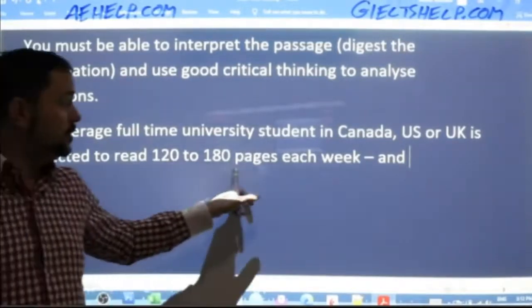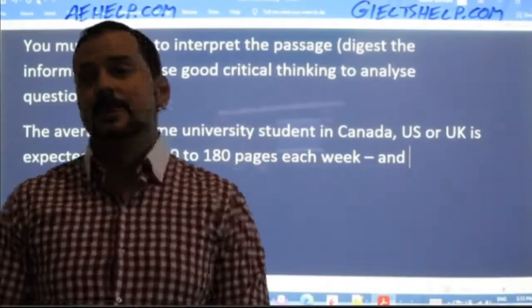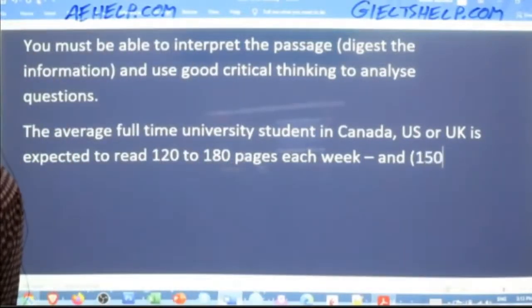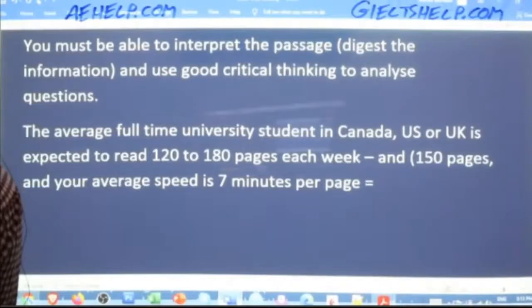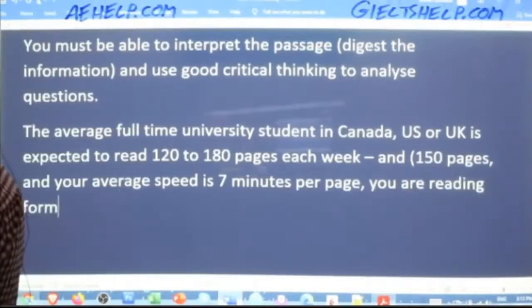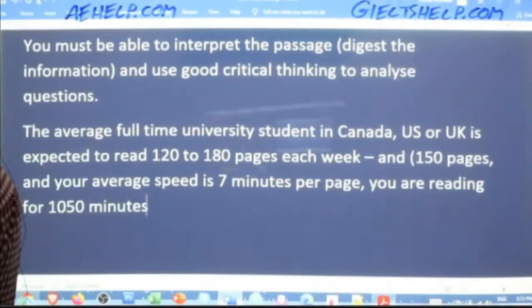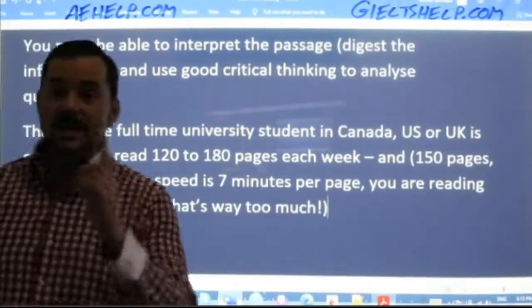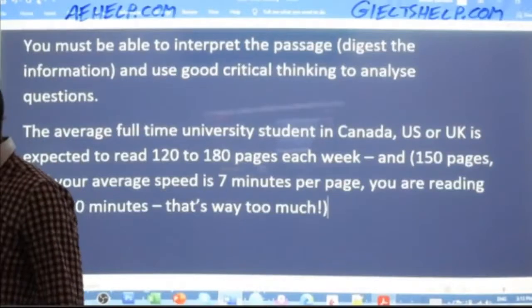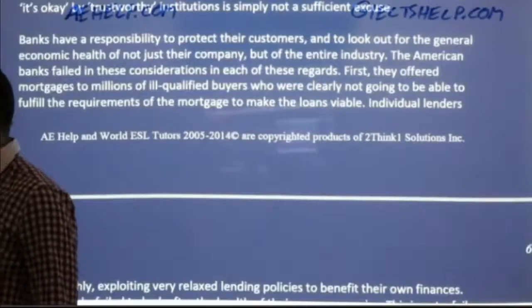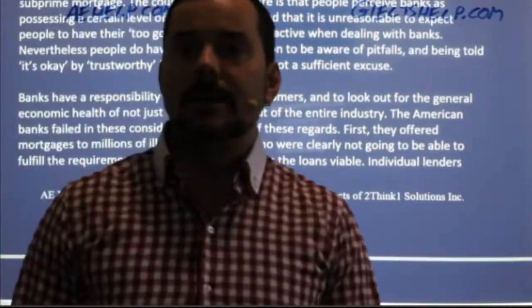Again, you're expected to read 120 to 150 pages each week. Just do the math. If you're reading, let's say, 150 pages, and your average speed is 7 minutes per page, you are reading for 1,050 minutes in one week. That's too much. So if it takes you that long, then you need to improve your speed of reading. Remember, students, we're focusing on how to get a band 9 here.